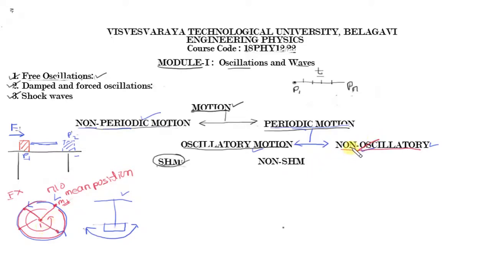Now let us see oscillatory motion. Non-oscillatory motion means there is no mean position at all. Oscillatory motion means there must be a mean position. Let us see this example. This is a best example to make you understand in a better way.